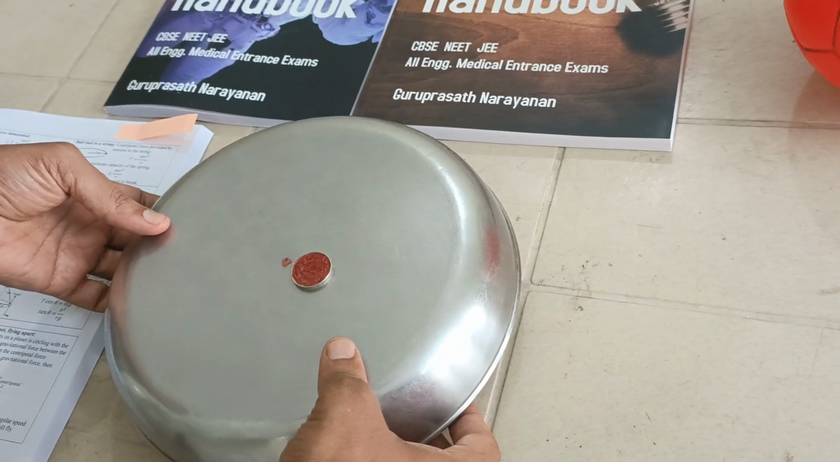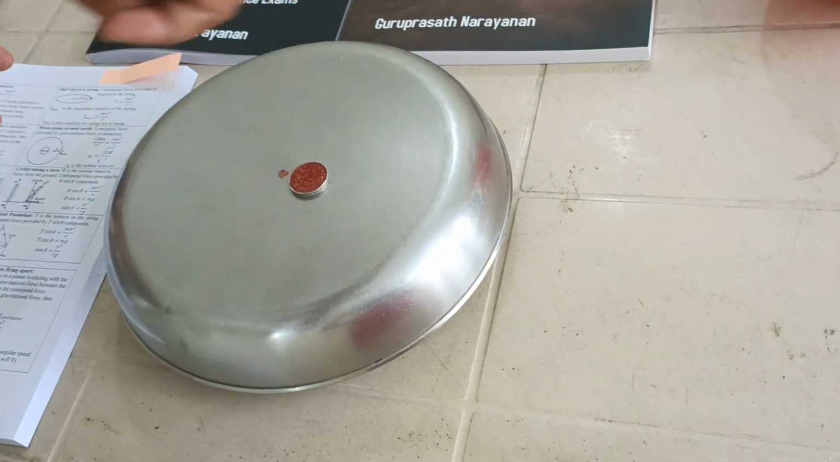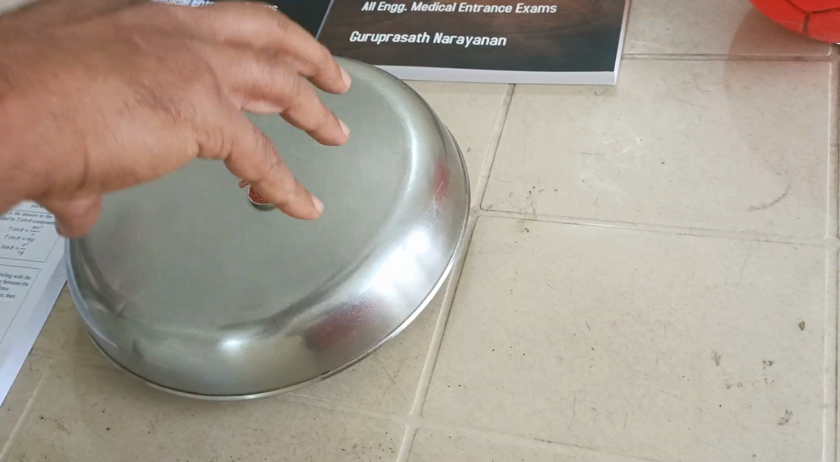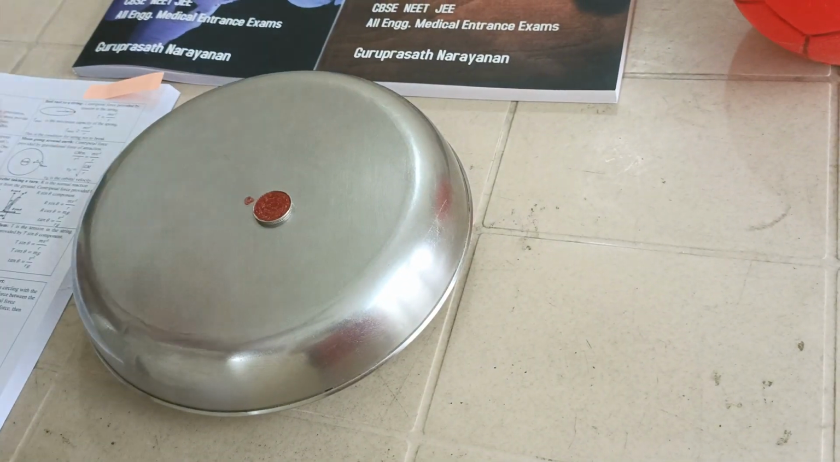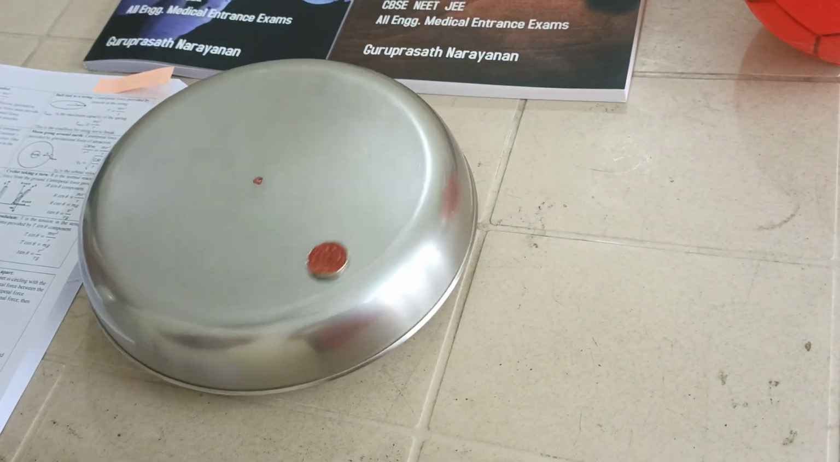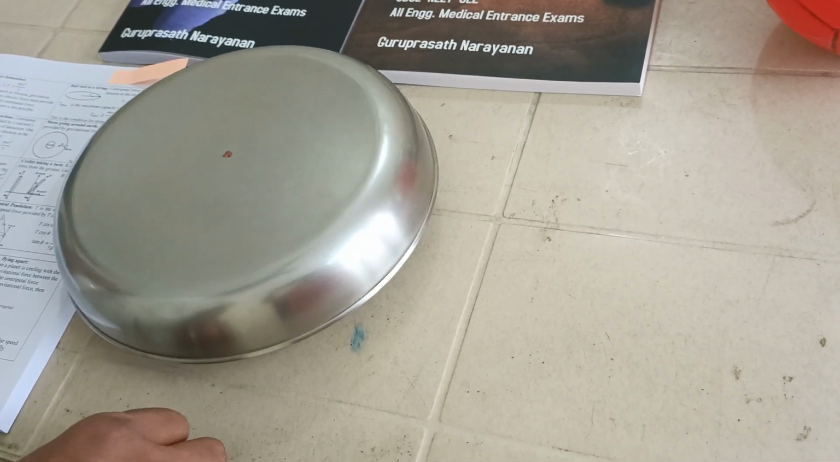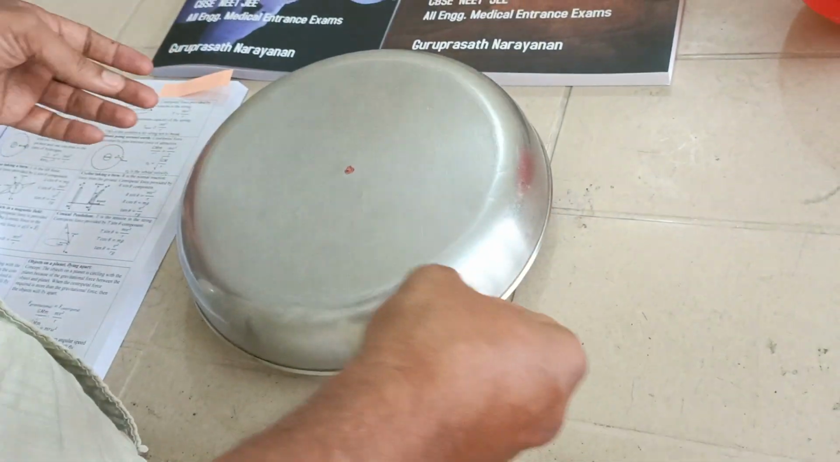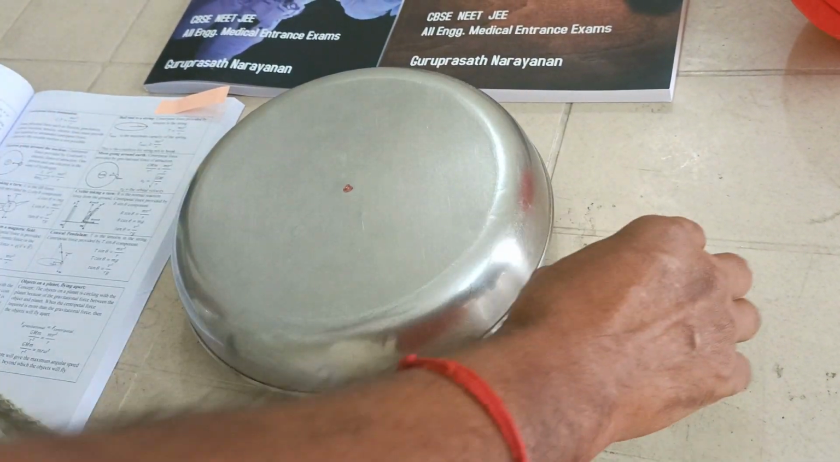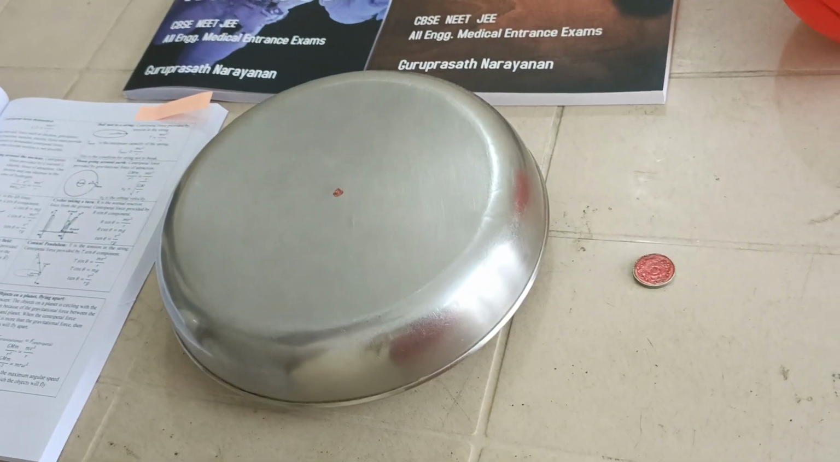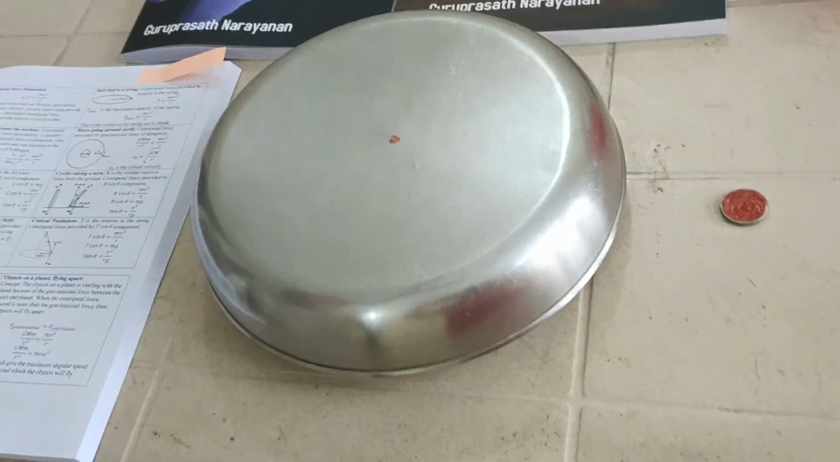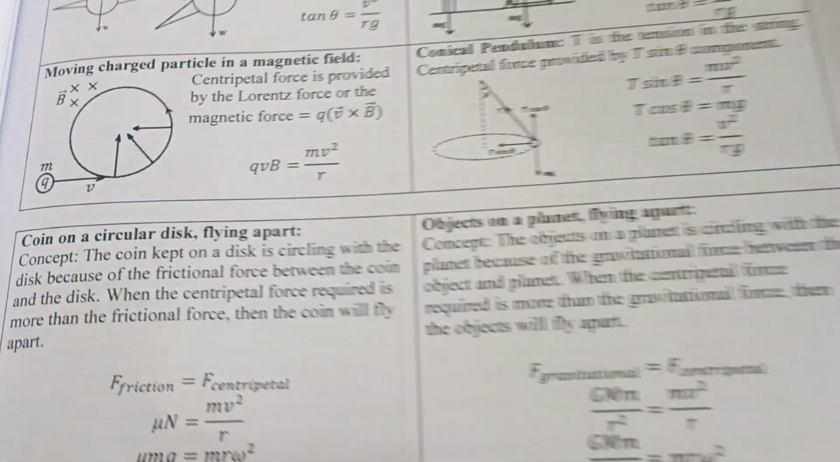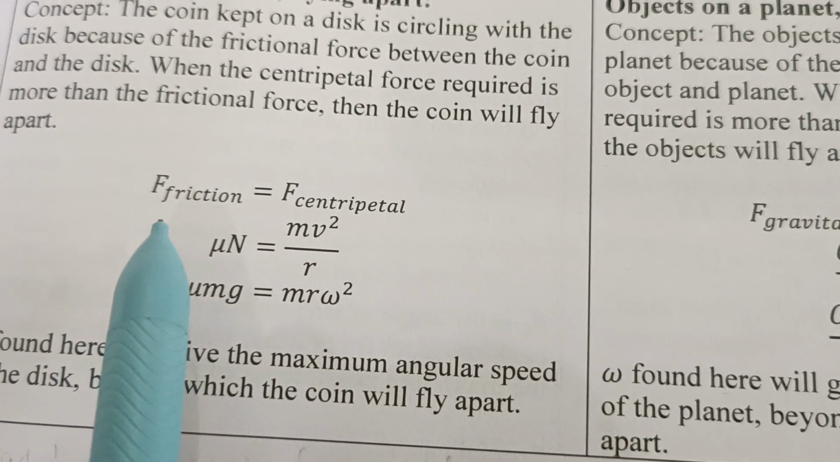We can see that in one more way. I can keep it at the lowest r, but then I can increase the omega. So if I increase the omega also, the centripetal force required will be higher. So you see, when I increase the omega, it just slides outside. So the concept involved here is very simple. The mathematics is very simple.